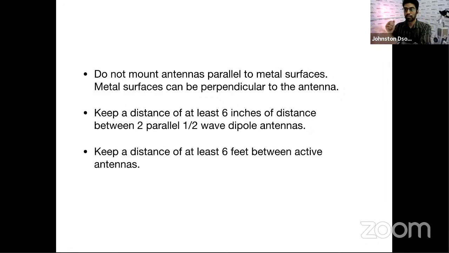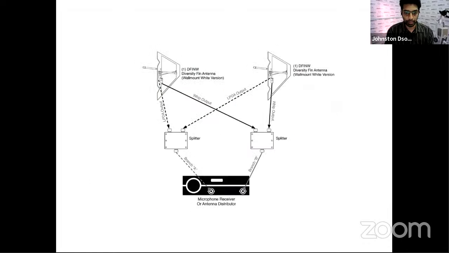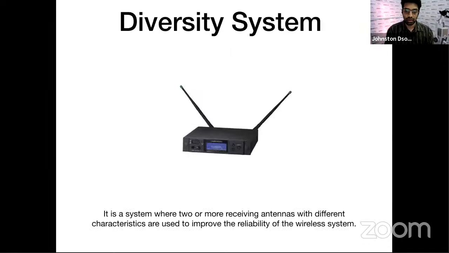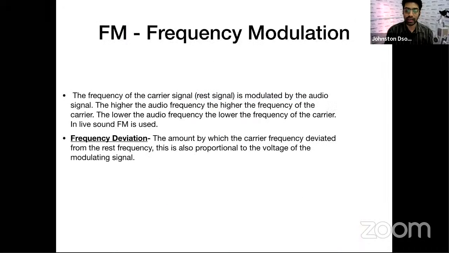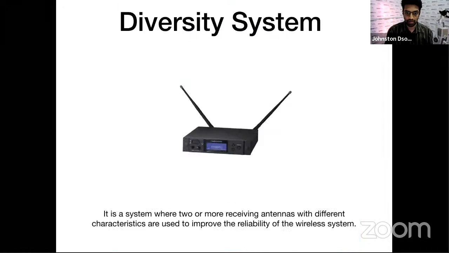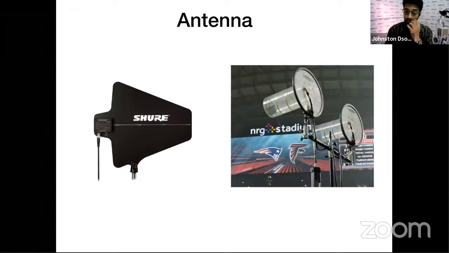How do we do it? By splaying them apart. Same in your systems. When you have a small system like the one I showed you earlier, you make sure that both these antennas are 6 inches apart. If you have amplified antennas like these, they need to be at least near about 5 to 6 feet apart.